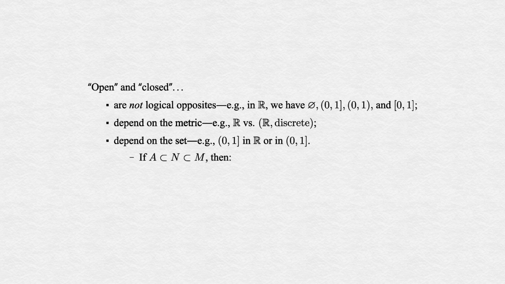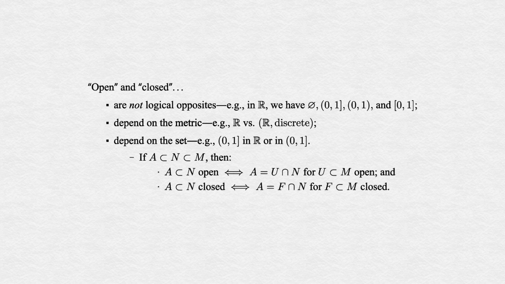The full story here is that if we have a subspace N of M, the open subsets of N are the intersections of open sets in M with the subspace N. And similarly for closed sets, though we won't often have need to use this fact.